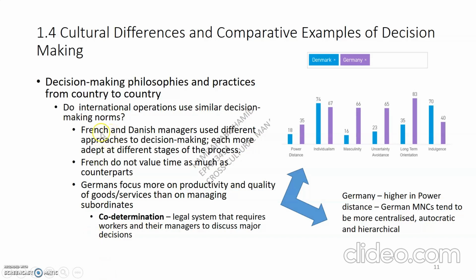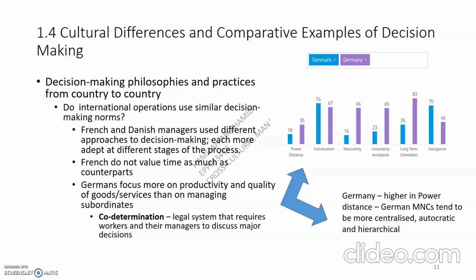For instance, French and Danish managers use different approaches to decision making. Each is more adept at different stages of the process. Here, for instance, the French do not value time as much as their European counterparts. Germans, on the other hand, place more focus on productivity and quality of goods than on managing their subordinates. One reason is that they practice co-determination. This is a legal system that requires workers and managers to discuss major decisions.